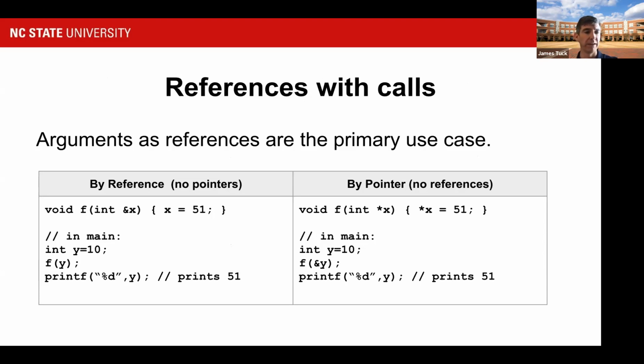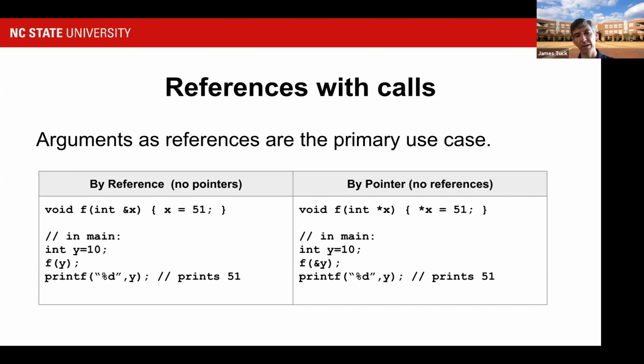And down here in main, I'm going to pass y into f. And what that means is that when I pass y into this function f, x is going to get bound to y. X is going to reference y. And so when I write x equals 51, actually I'm writing y equal to 51. And so when I print it here, I'm going to see the result of this modification.